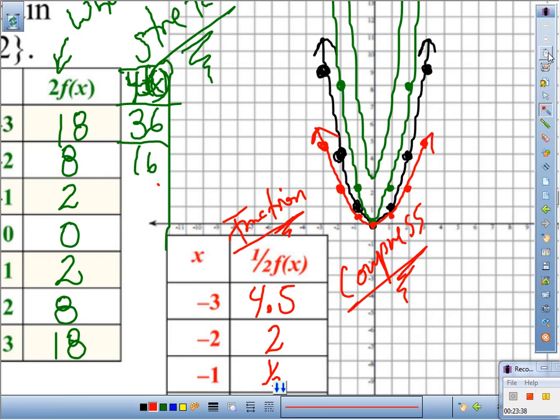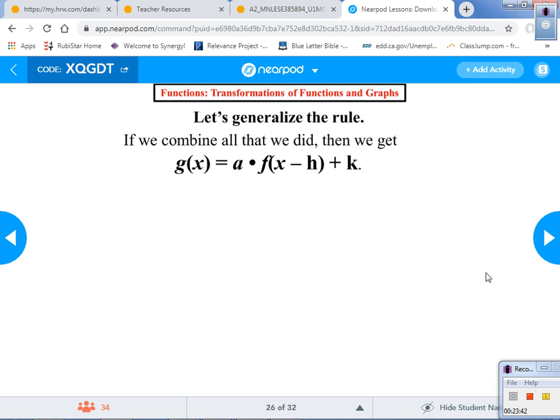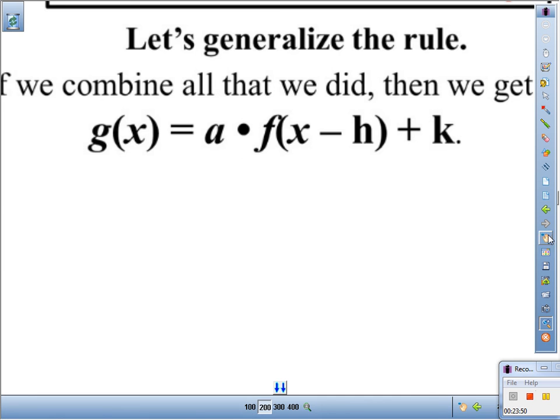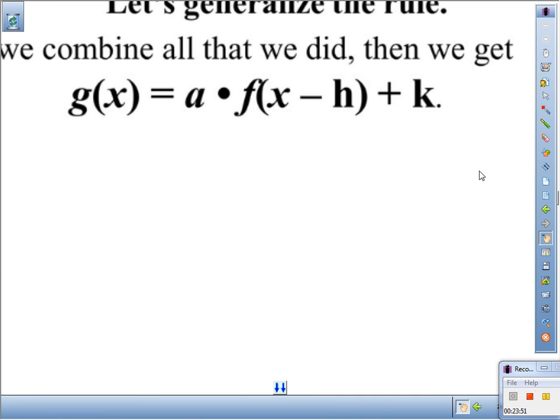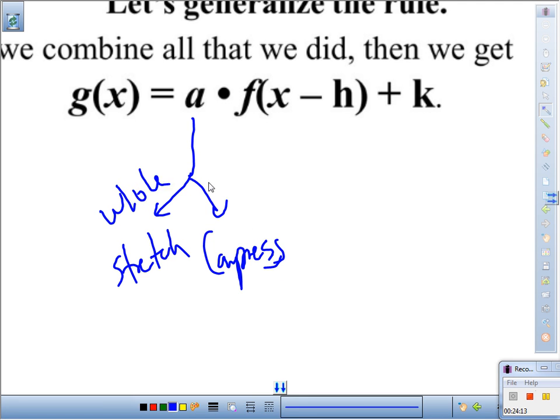Okay? So with that said, to close this off, copy this. We're adding to our rule. Now we have g of x equals a times f of x minus h plus k. Just to finalize this, what does a do? It does two things. It what? Stretches or compresses. When does it stretch? When it's a whole number, and compress when it's a fraction. And we already know what h and k do, right?